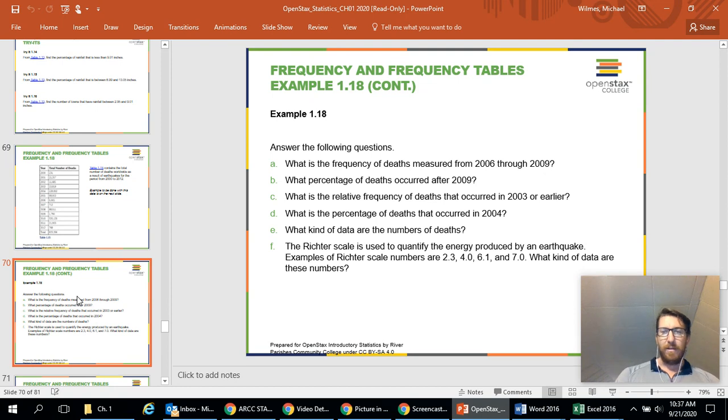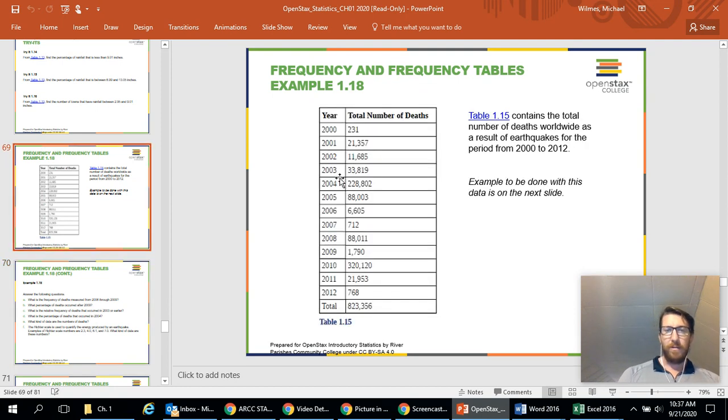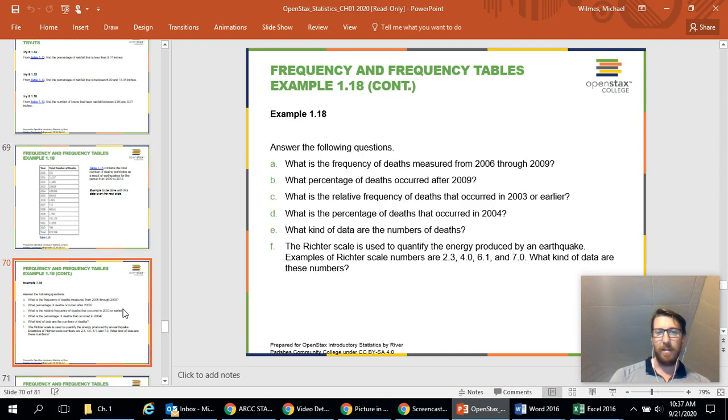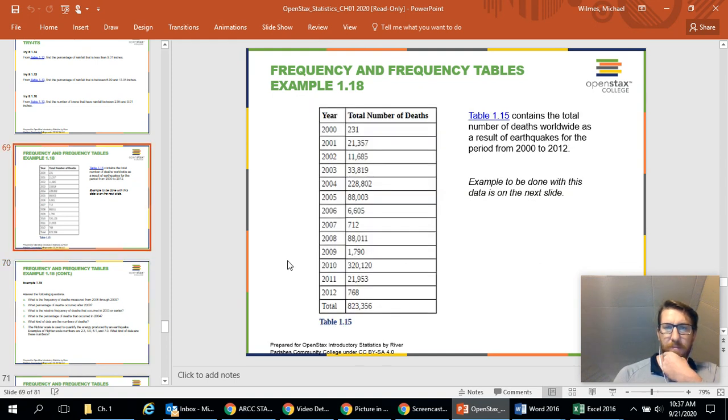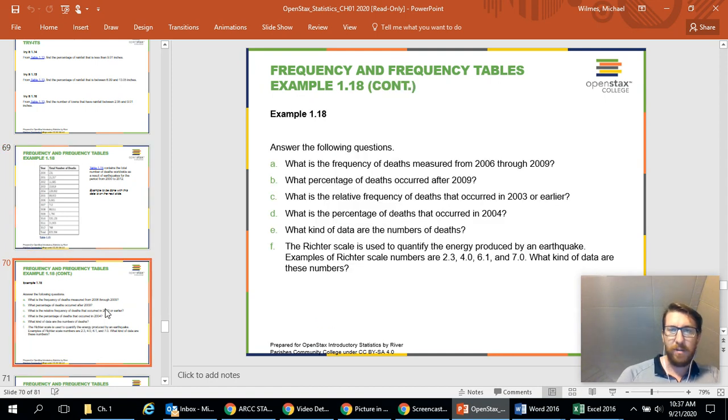Relative frequency of deaths that occurred in 2003 or earlier. So 2003 or earlier, we take those, add those divided by the total, but we don't turn that into a percent because they just want the relative frequency. Percentage of deaths that occurred in 2004. So 2004, we take this number over the total and then multiply it by 100 to get the percent.